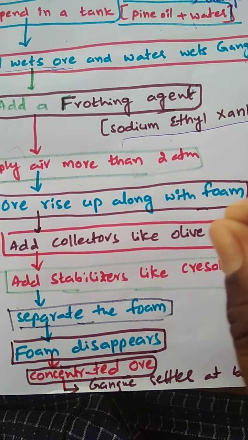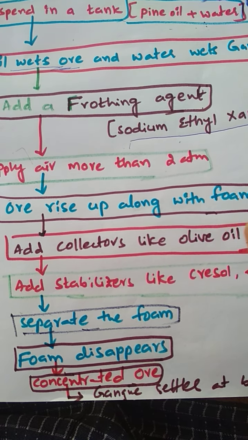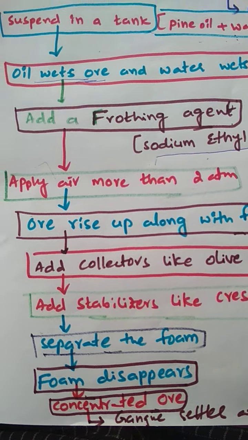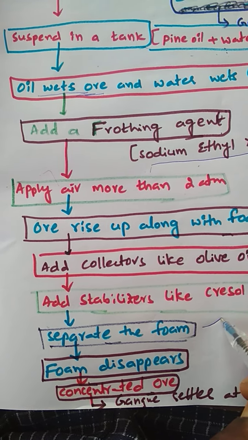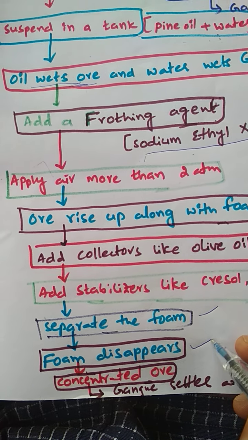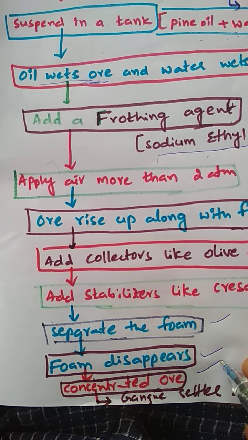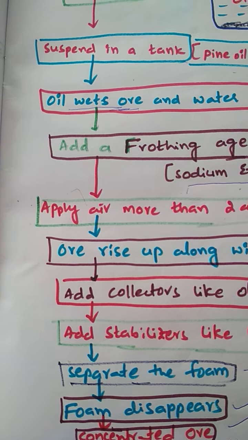After some time, separate the foam by using a mechanical process called skimming. We separate the foam, and after some time the foam disappears, then we get the concentrated ore and the gangue settles down at the bottom of the tank.